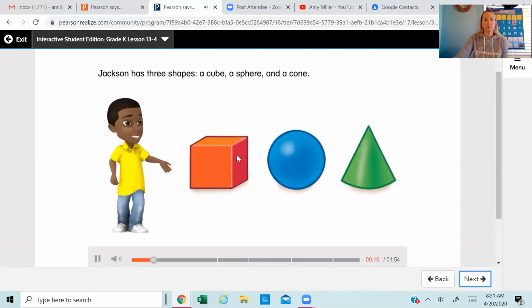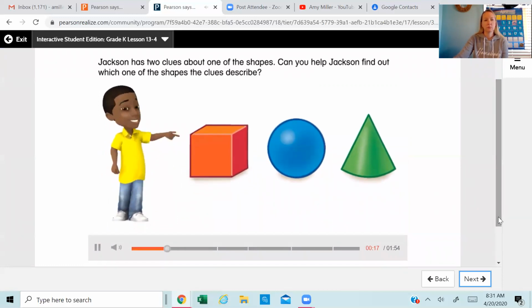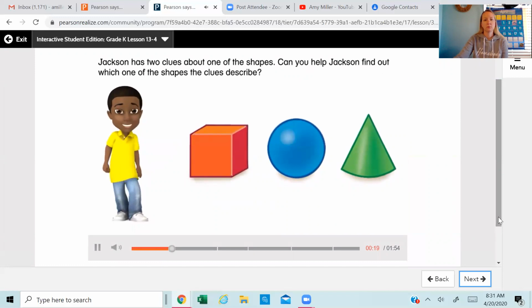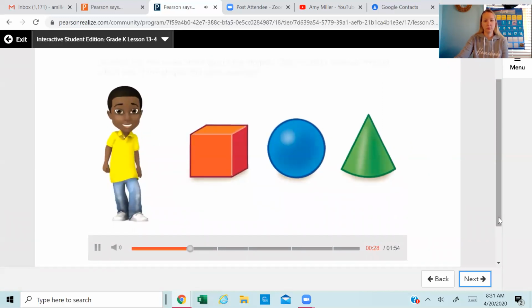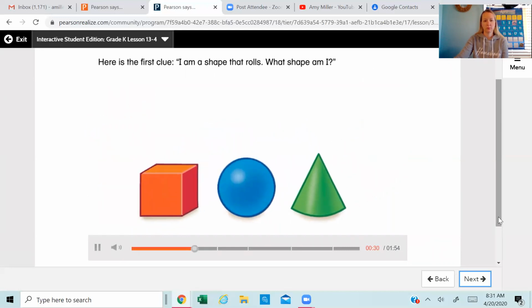Jackson has three shapes: a cube, a sphere, and a cone. Jackson has two clues about one of the shapes. Can you help Jackson find out which one of the shapes the clues describe? Listen to the clues. Here is the first clue. I am a shape that rolls. What shape am I? Can you tell which shape is being described by that clue?